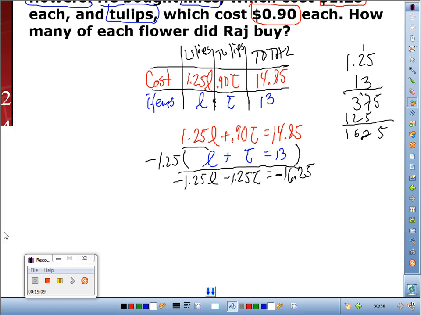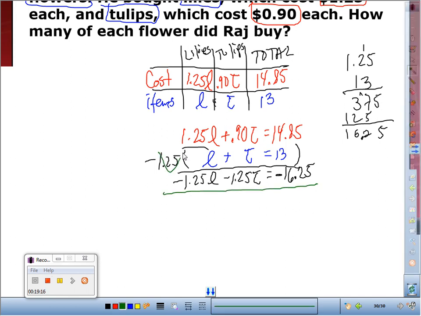All right. Put the wiggles in the middle. We don't use that one. We're going to use the top and the bottom. So 1.25 minus 1.25, they cancel. 0.90 T minus 1.25 T, what does that give us? What is it? Negative 0.35 T equals 14.85 minus 16.25.